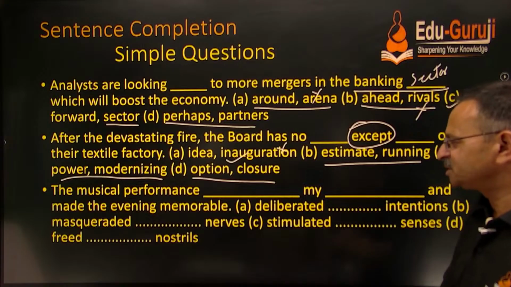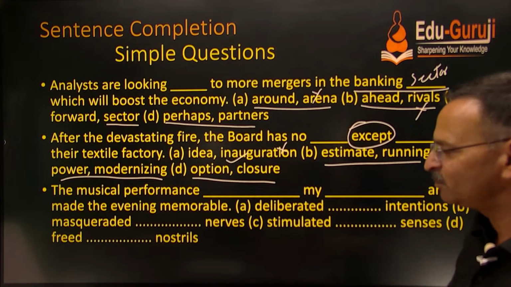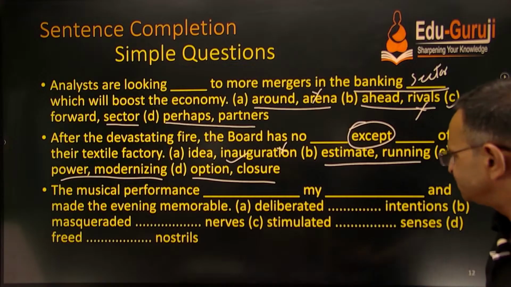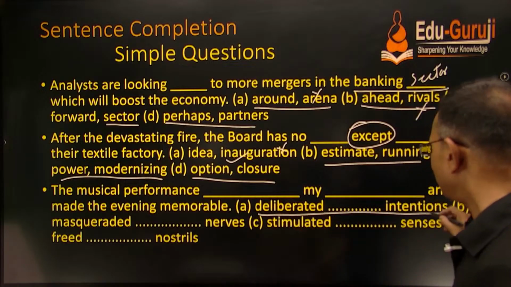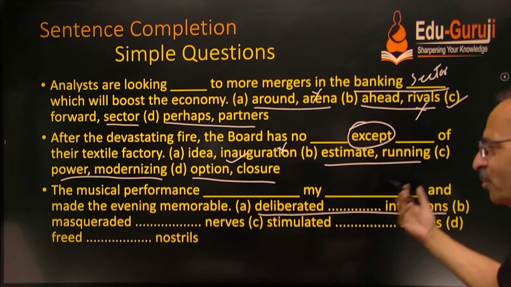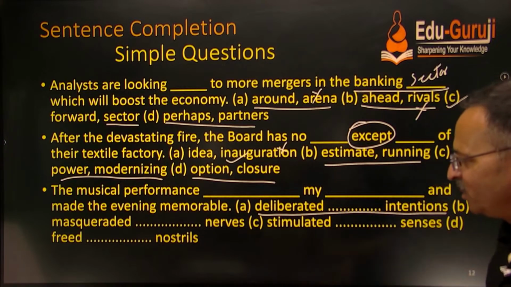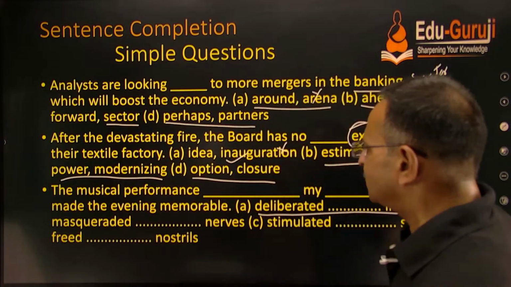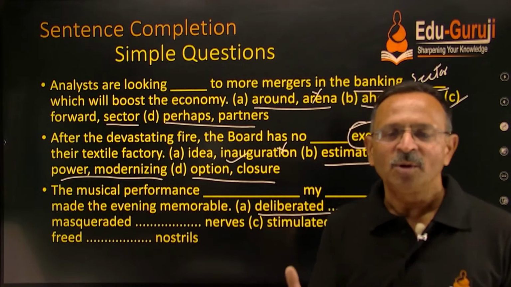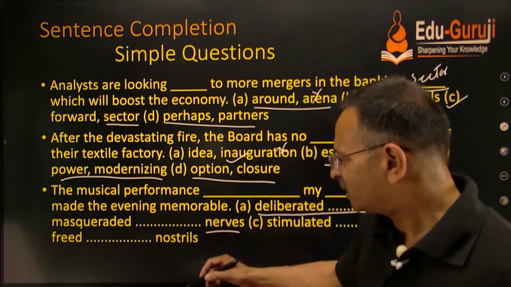Then next is the musical performance made evening memorable. Now let's see what are the options we have. Deliberated intention. More or less, if you look at musical performance, deliberated my intentions. No. They made my evening memorable. No, that cannot be possible. Then there is a masquerade and nerve. Masquerade is to pretend something, and then nerves. No, it is not doing well.